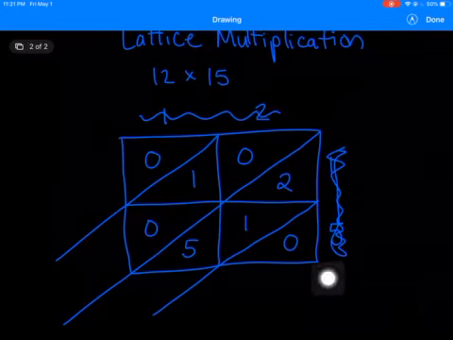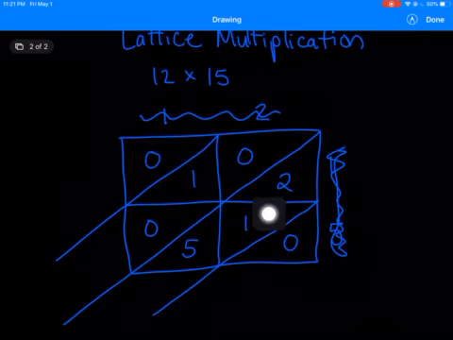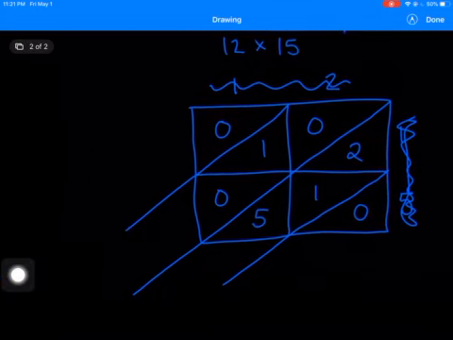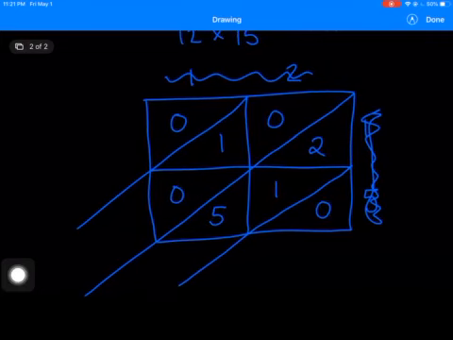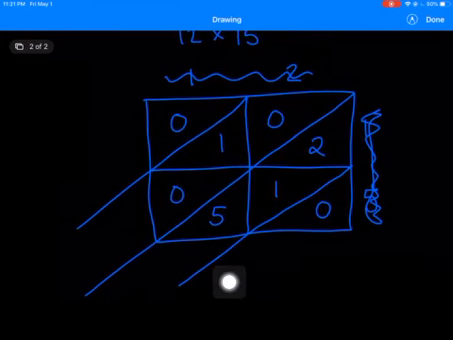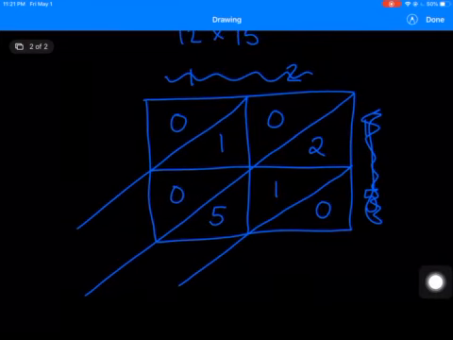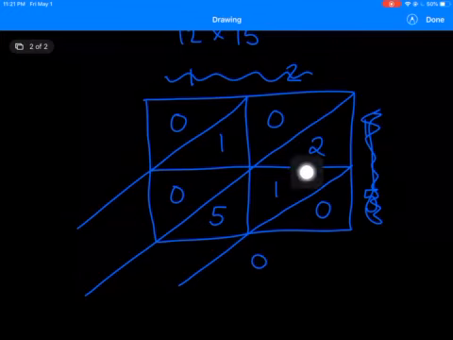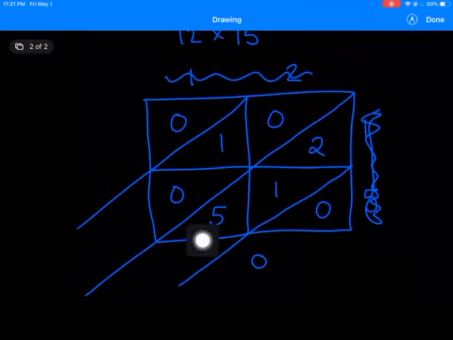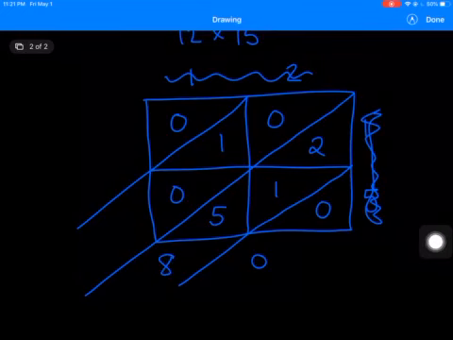And what I'm going to do is look at the diagonals. Those tell me my place value. So in this first diagonal, I just have 0. So my ones place is just a 0. I'm going to bring that 0 down. Here I have 3 numbers in the tens place, so I need to add those together. I have 5 tens plus 1 ten plus 2 tens. So I have 8 tens.